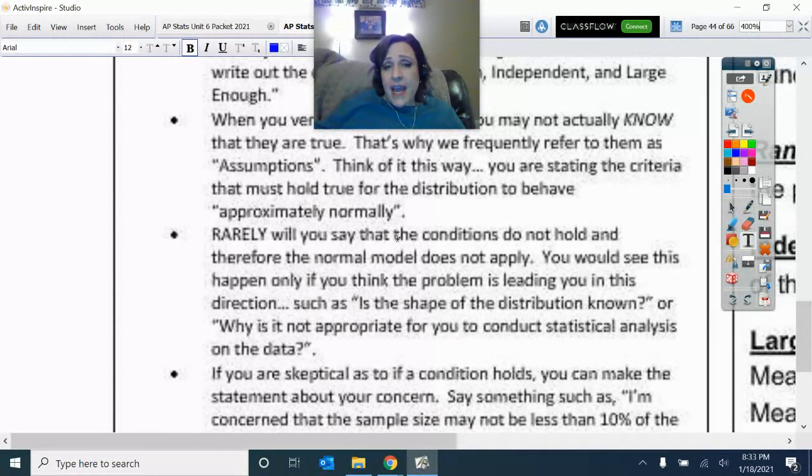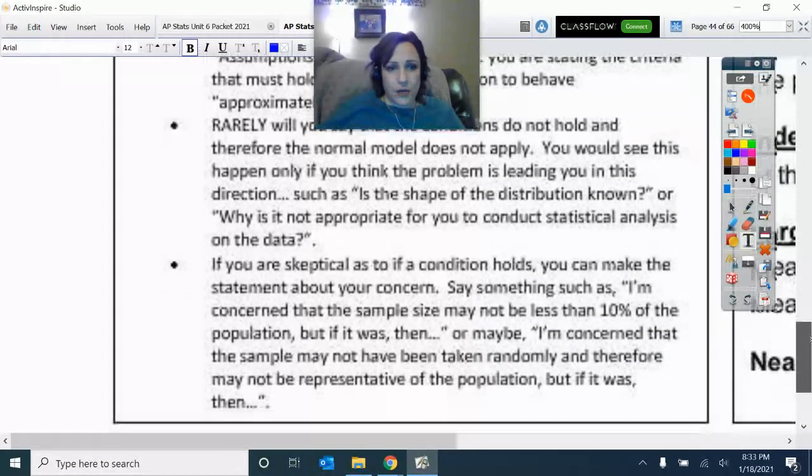Rarely will you say that the conditions do not hold, and therefore the normal model doesn't apply. You would see this happen only if you think the problem is leading you in this direction, such as a question like: Is the shape of the distribution known? Or why is it not appropriate for you to conduct statistical analysis on the data? Well, that could be because there's a condition that is not met. And so in that case, you say so clearly.